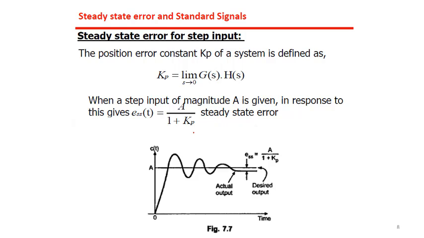So when we are going to plot the curve or the steady state error output response for a given input, we get the desired output in this manner. Suppose we have given a step input with a magnitude A for all values of t greater than 0.